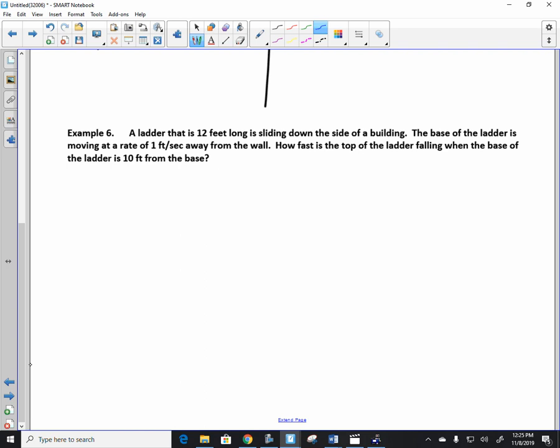A ladder that's 12 feet long is sliding down the side of a building. So I've got this building, got a ladder, it's 12 feet long. The base of the ladder is moving at a rate of 1 foot per second away from the wall. There's nobody on the ladder, but there is a cat below the ladder we're trying to hit. Yeah, a bag of leaves below the ladder.